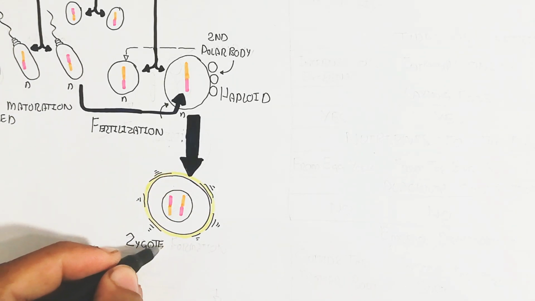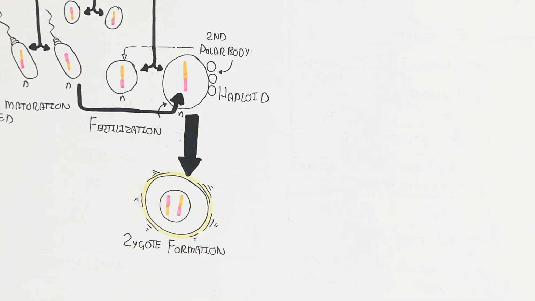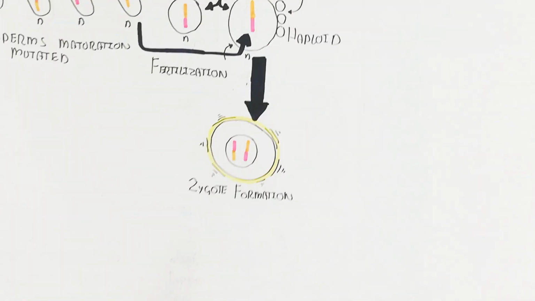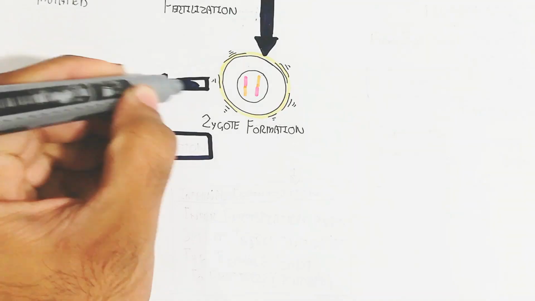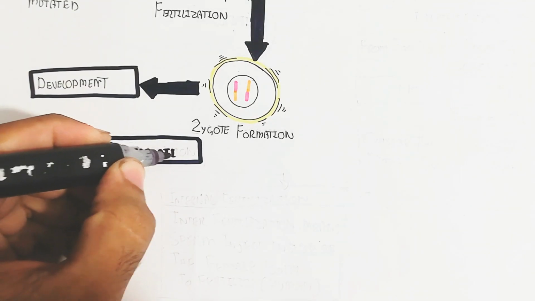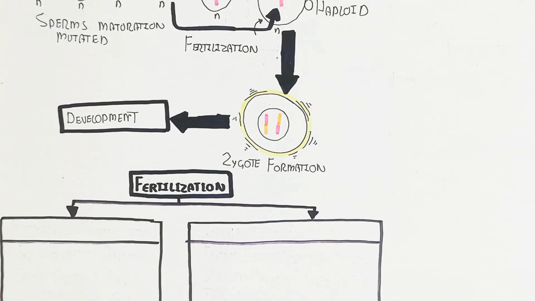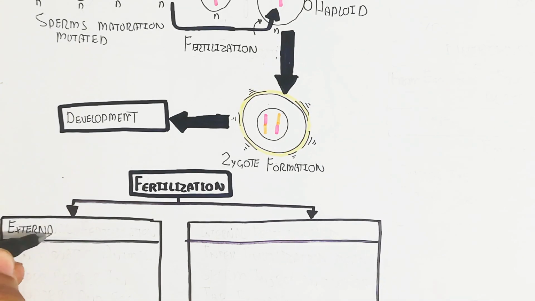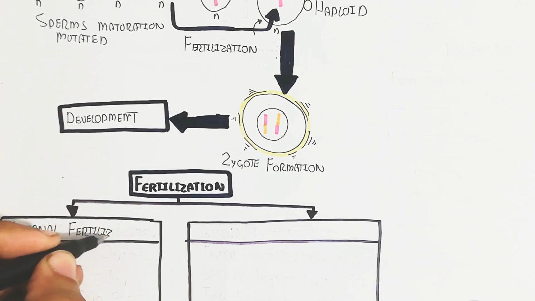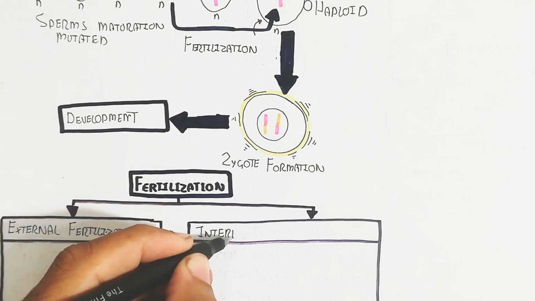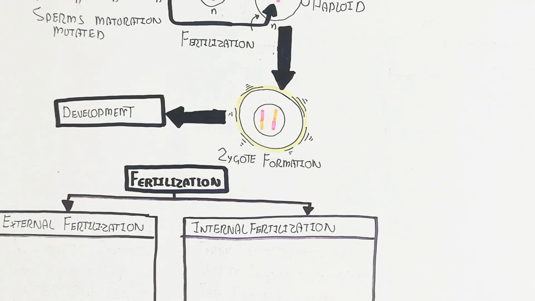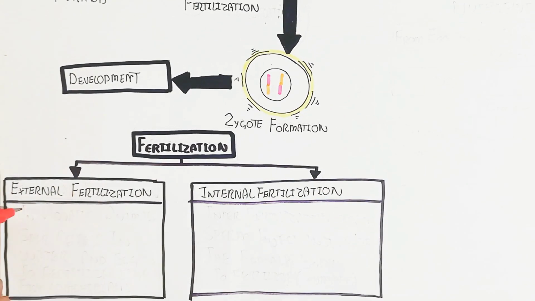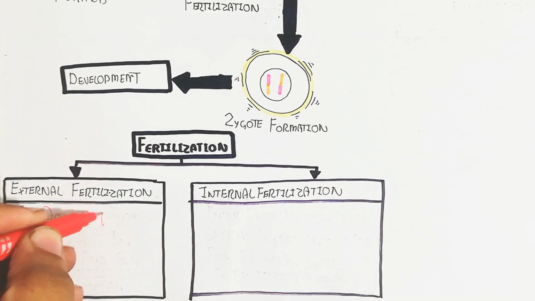So this is the gamete, and the union forms a zygote, which has the diploid number of chromosomes again. Shuffling of genes will occur, and recombination is the major importance of fertilization in sexual reproduction. So this is fertilization in sexual reproduction. Fertilization is external or internal. Let's begin with external first.